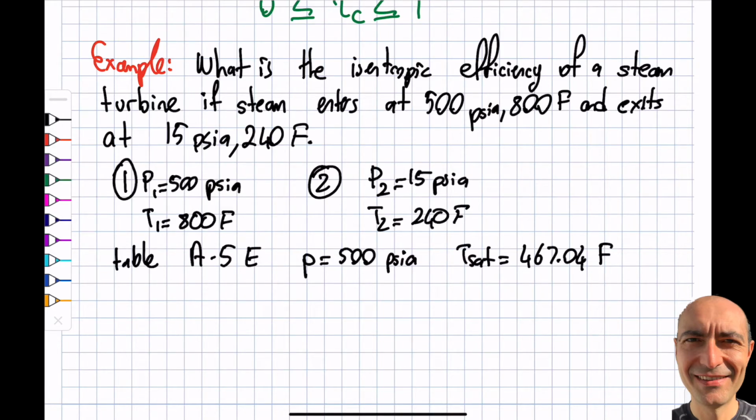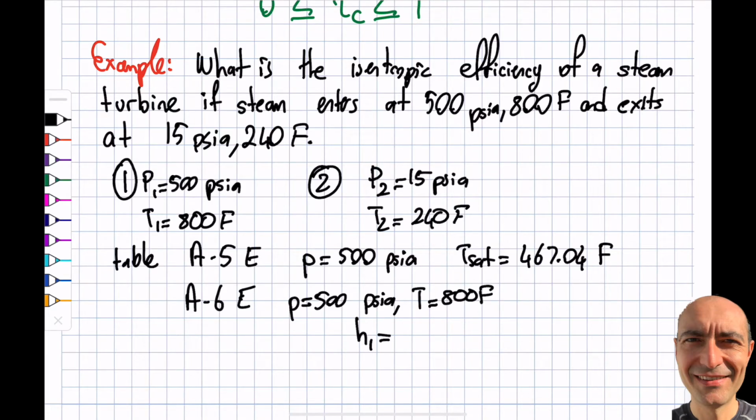And the temperature that's given to me is higher than that, so I know that I'm in the superheated water region. So now I go to table A6 and read that. I have 500 psia and T is equal to 800 Fahrenheit, and I find that particular number, and H1 turns out to be 1412.5 BTU per pound mass, okay?